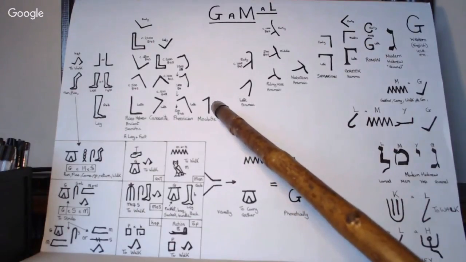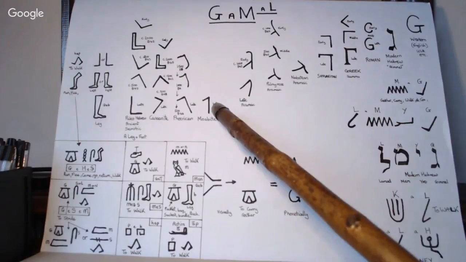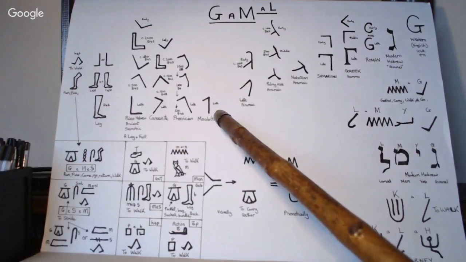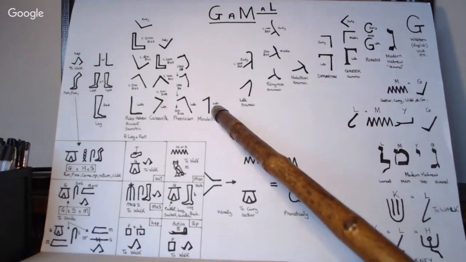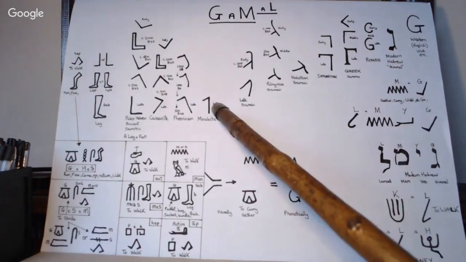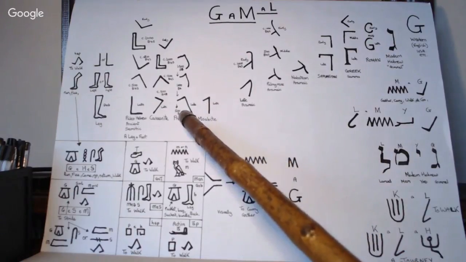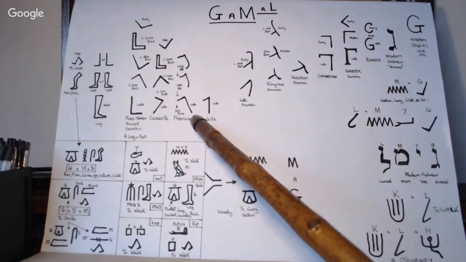which slightly resembles the Lamed of the Paleo-Hebrew, if you kind of give it a complete reversal, like a mirror image top to bottom. The Phoenician is next.